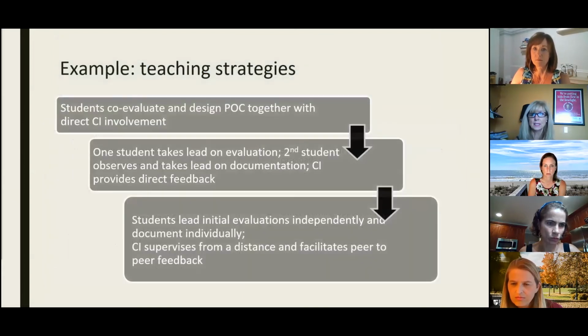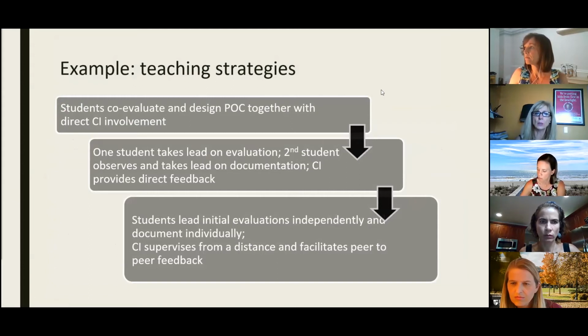So these are just an example, because this is another question that always comes up: how does this look when you have 2 students in the clinic and just one of you, and now you even have COVID, and you may have some room restrictions and restrictions on how many people can be in one space. So early on, the students may co-evaluate and design a plan of care together under the direct involvement of the CI. That would be an earlier experience.